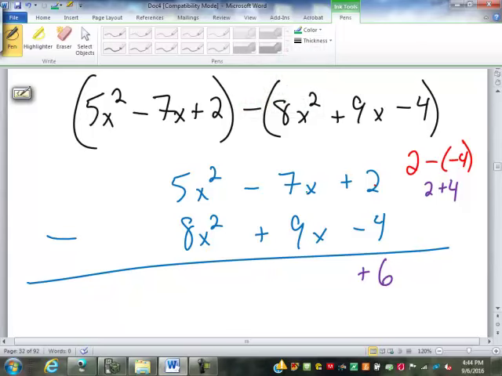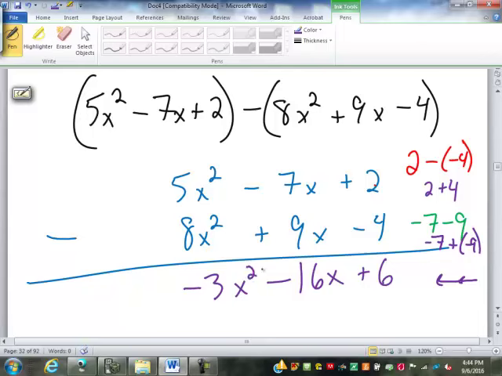This one here is negative 7x minus 9x. Negative 7x minus a positive 9x, which is going to become negative 7 plus a negative 9. Negative 7 and negative 9 make negative 16, and that's an x. We keep the same name. 5x squared minus 8x squared. 5 minus 8 is a negative 3x squared.